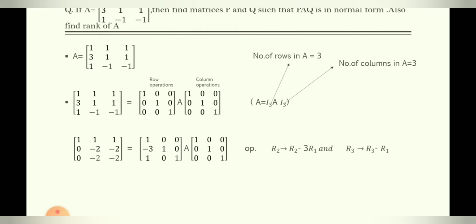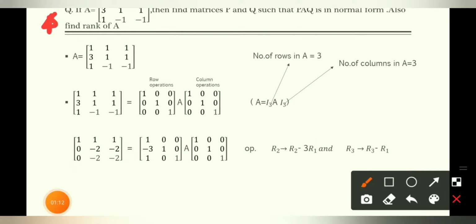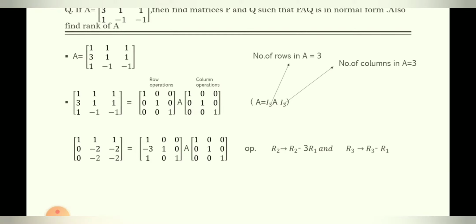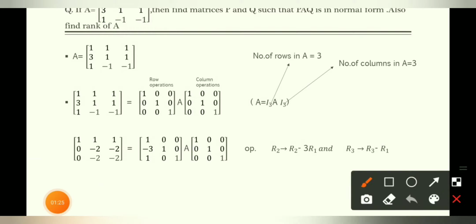So now here is one question of normal form. This is very important from the point of view of the question paper that you get. Let us read this question. A is a matrix and we have to find P and Q such that PAQ is in normal form. Also find the rank of A.